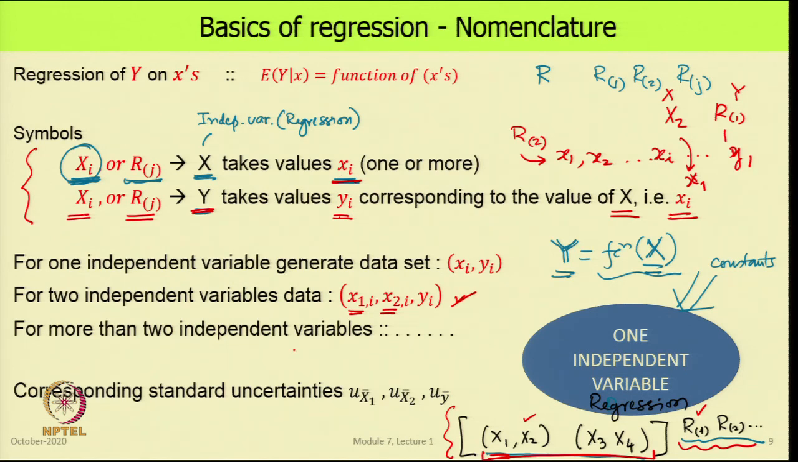And the same thing could happen if there are more than two independent variables. So, what we are saying is, we are not going to be looking at this in this course. We will restrict ourselves to this one variable regression.